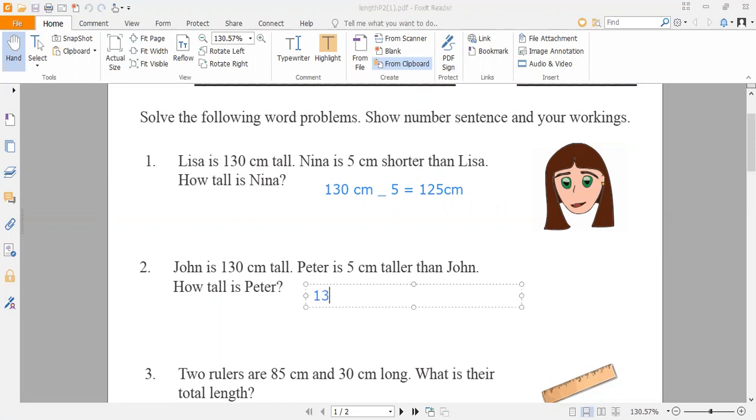So 130 plus 5 equals 135 centimeters. Okay, here, the next question.